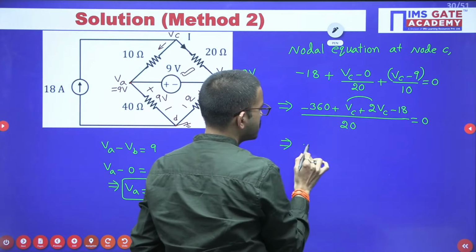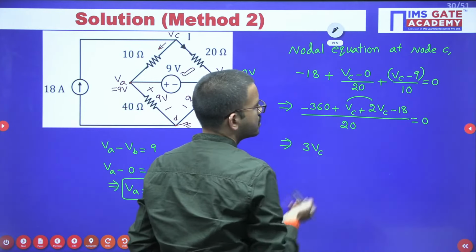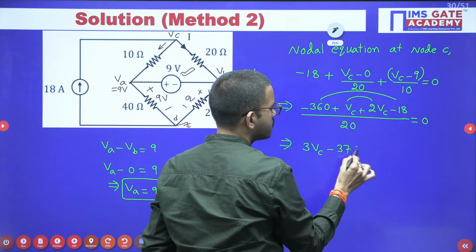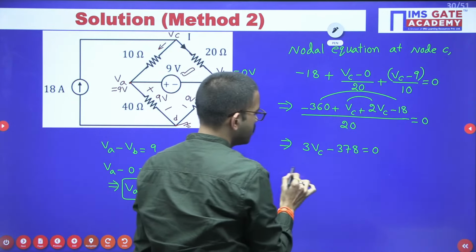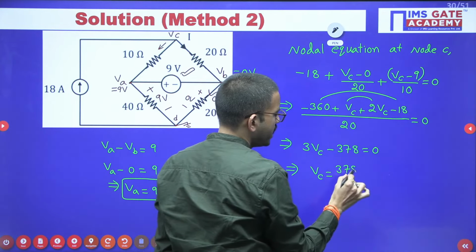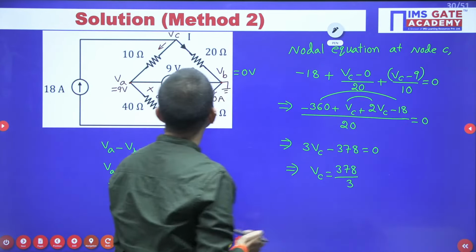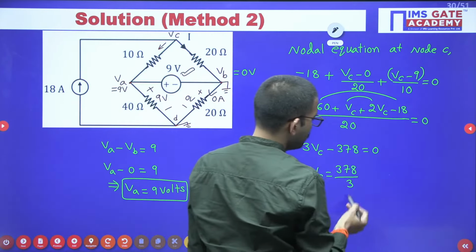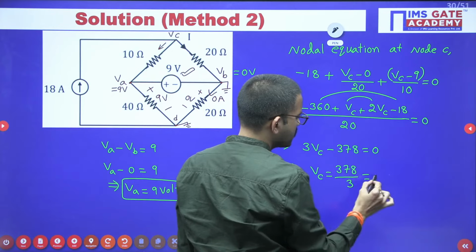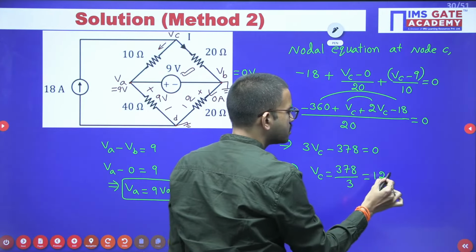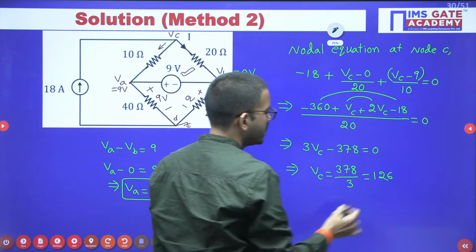2VC plus VC, that is 3VC. Right. Minus 360 minus 18, that is minus 378 is equal to 0. From here you will get VC equal to 378 divided by 3. So from here you will get 3 1s are 3, 3 2s are 6, 18. 3 6 are 18. Right.